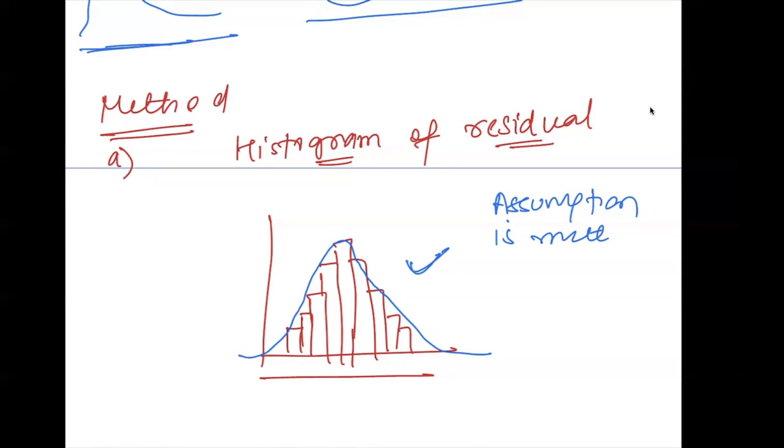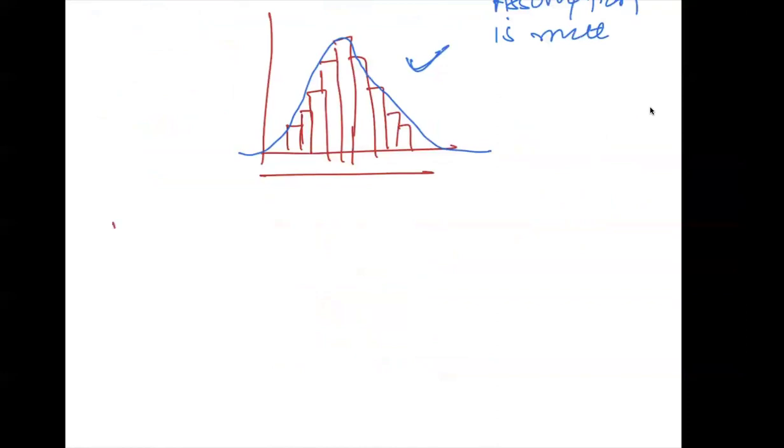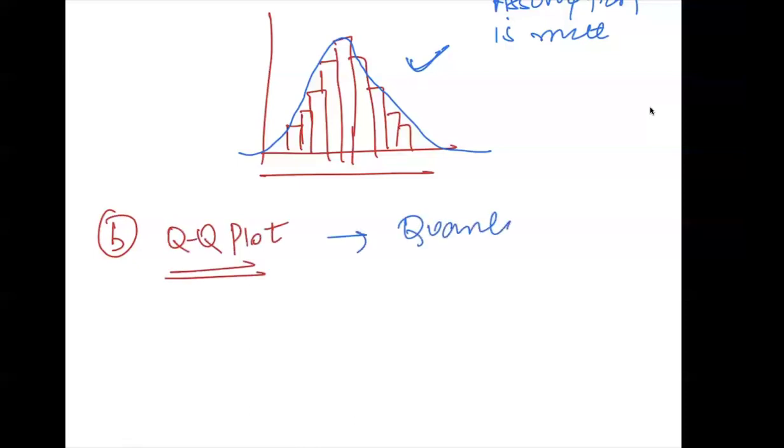So this is the first way of detecting the normality of your residuals. The second way is the QQ plot. QQ plot is nothing but your quantile plot.